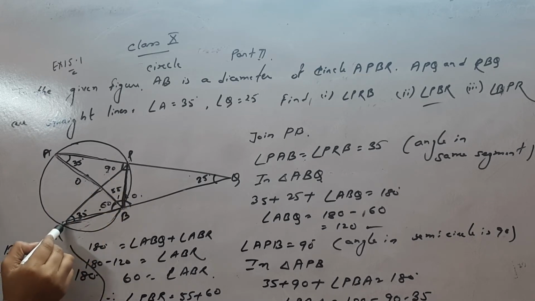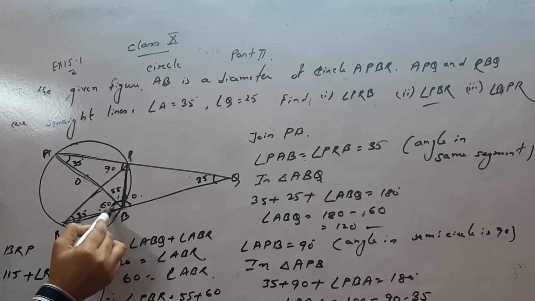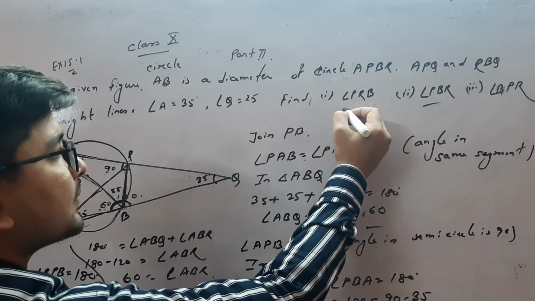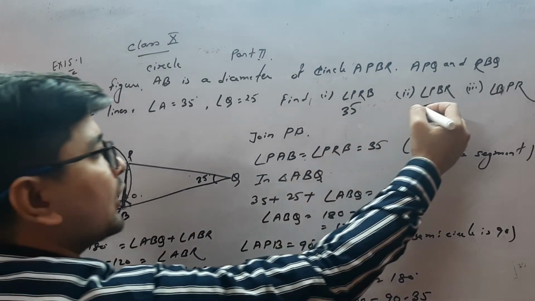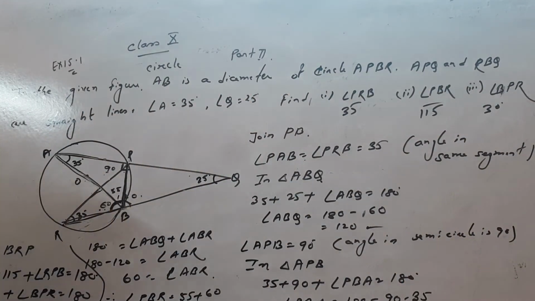In this triangle, again I repeat, in triangle BPR, this one is given, this one is given also, 60 plus 55. It's time for P. So angle RPB: 150 plus angle BPR equals 180 degrees. Therefore angle BPR equals 180 minus 150, so 30. So angle PRB is 35, angle PBR equals 115, and angle BPR equals 30 degrees. Okay, note it down.